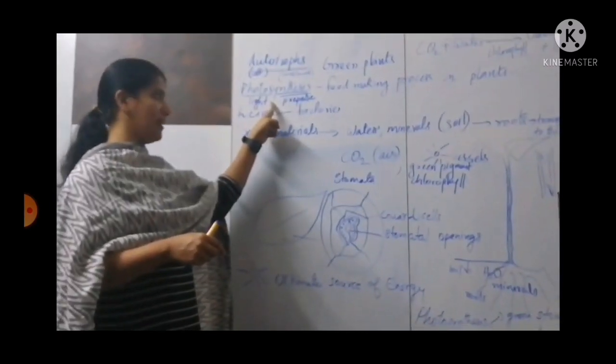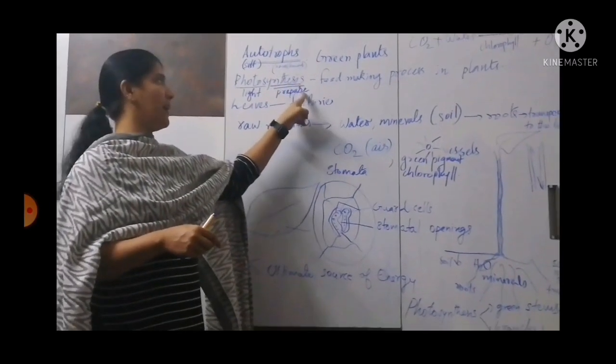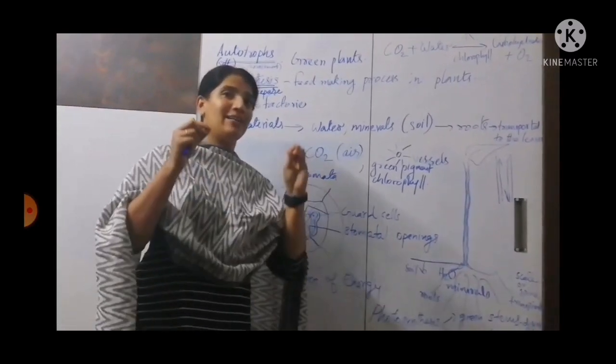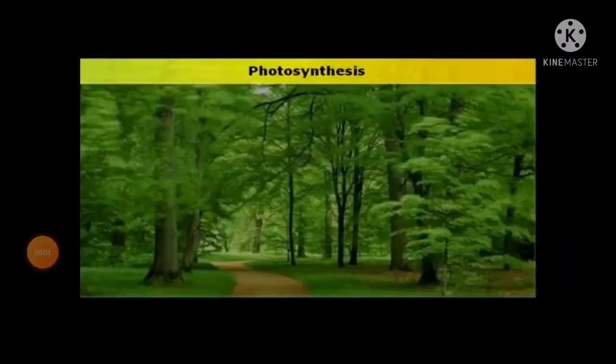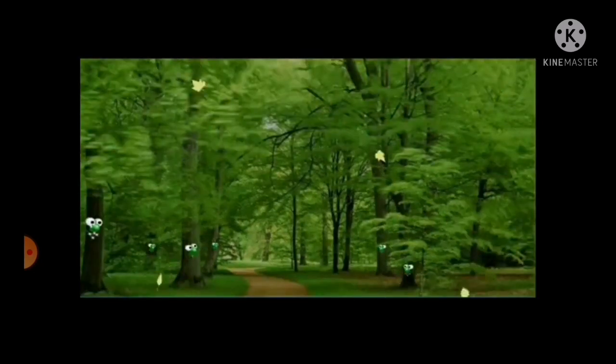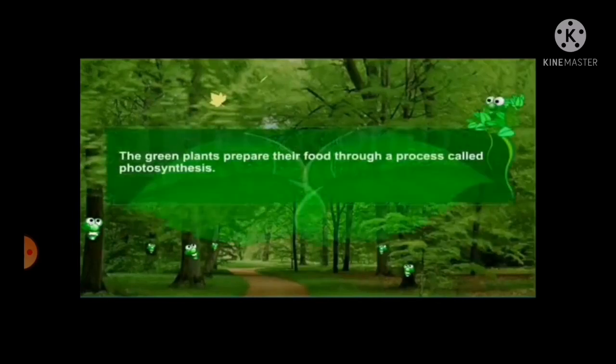Photo in the sense light and synthesis, that is prepare. So food is made with the help of light. That is why it is known as photosynthesis. In this module, you will learn about photosynthesis. Green plants are making their food by themselves, so they are called autotrophs. The green plants prepare their food through a process called photosynthesis.